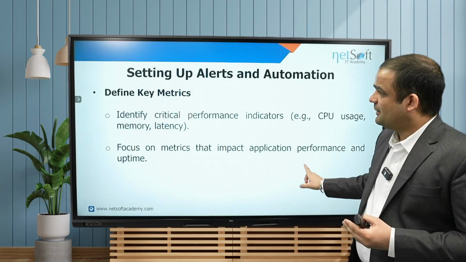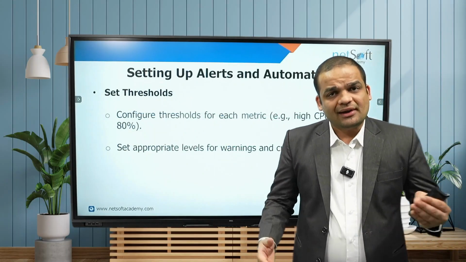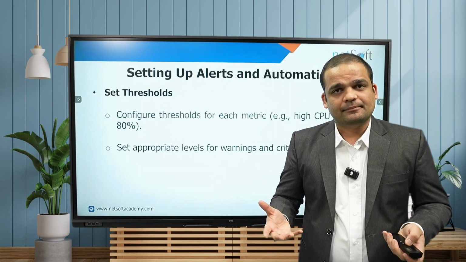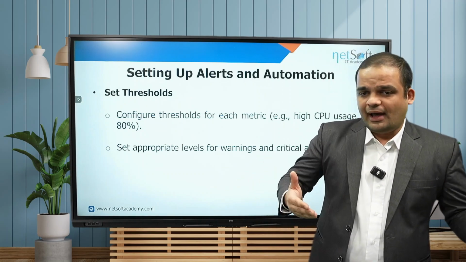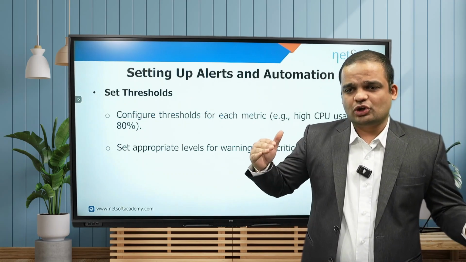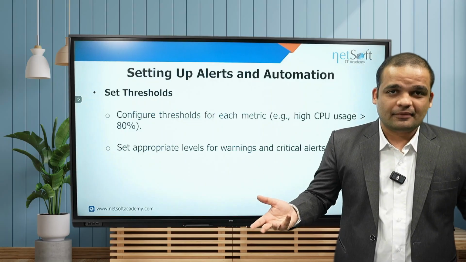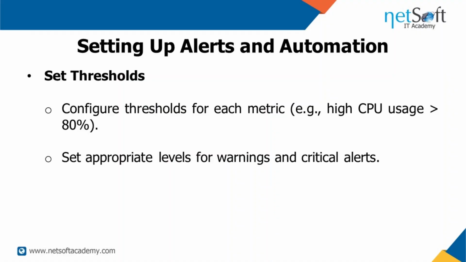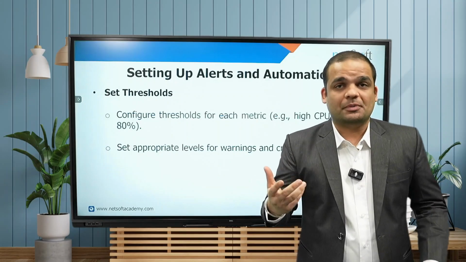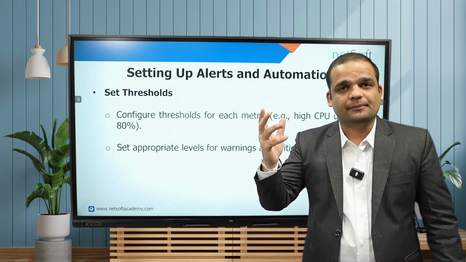The next step is you have to set up a threshold. It means below the threshold things will be okay, and above it, something will be bad. So the organization has to configure a threshold for each metric. For example, if the CPU usage of your web server is at 80% for more than 5 minutes, then an alert should be triggered. So that can be your threshold.